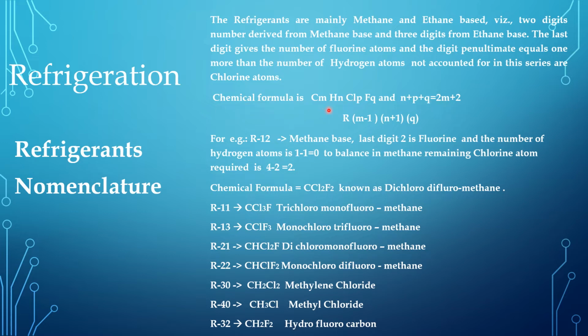Now we can calculate how the refrigerants are named and the chemical name. Chemical formula is CmHnClPfQ, and n plus p plus q is equal to m plus 2.